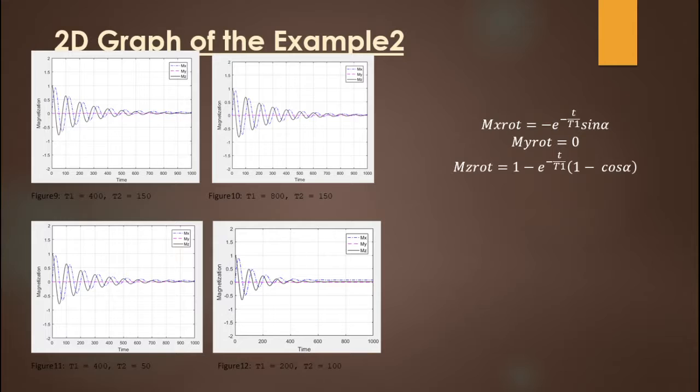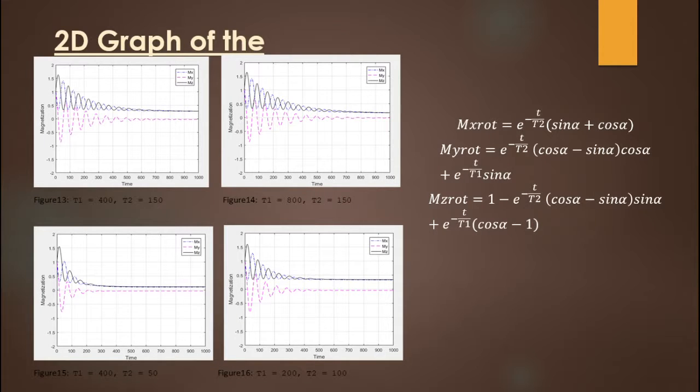For example 2, all of the magnetization vectors are only affected by T1 because the initial magnetization has a component on the z-axis. However, My equals 0 always in this expression. It can be understood that figure 9 and figure 11 are exactly the same with each other because there only T2 is changed.